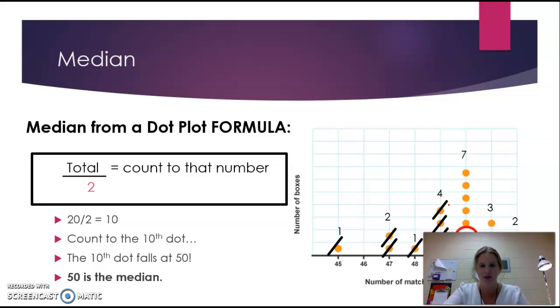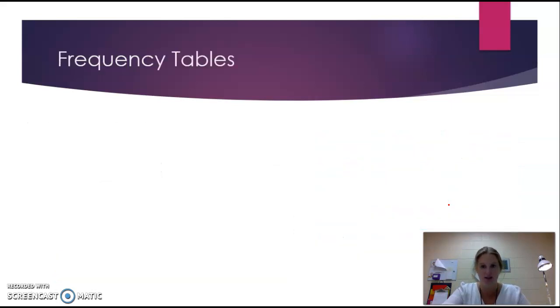Okay. We are going to move on to the next data display, and it is a frequency table. We're done with dot plots here. We're going to go through each measure of center with a table, and then we're going to do each measure of center with a histogram.